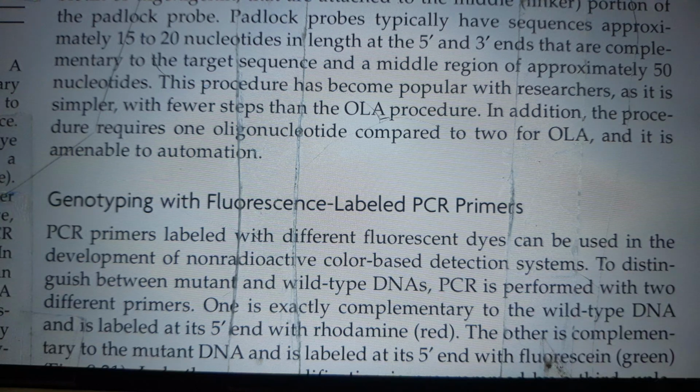This procedure has become popular with researchers as it is simpler, with fewer steps than the earlier procedure. In addition, the procedure requires one oligonucleotide compared to two for OLA, and it is amenable to automation. And genotyping with fluorescence labeled PCR primers. PCR primers labeled with two different fluorescent dyes can be used in the development of non-radioactive color-based detection systems.